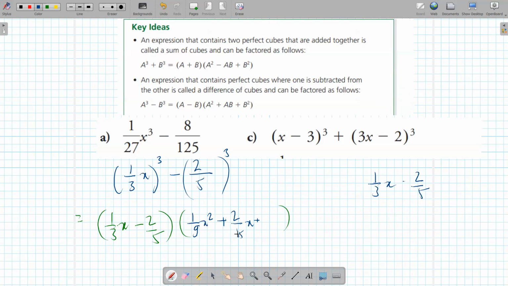4 over 10. 4 is right, 10 is wrong. You're trying to do 2 over 25. 25, right? There we go. And final answer there. One and done.